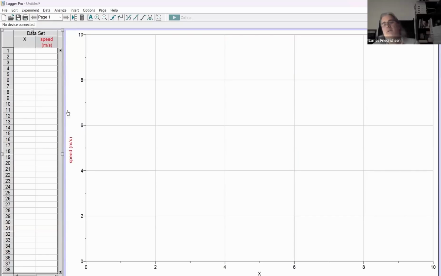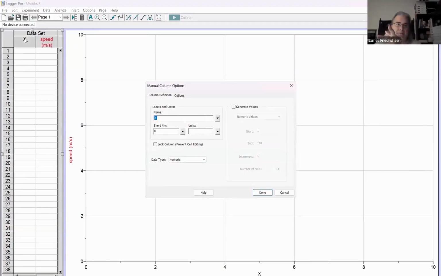So this is the deal. You want to do it on the data set, not on the graph. If you double click on the graph, it does all sorts of funny things, and usually it's just easier to start over. So then let's do the same thing for the X. Again, double click here. It'll give you the options. And this is going to be time. The short name we'll just use a T. And then it's going to be in seconds. And then we can do either mouse to the done or hit enter.